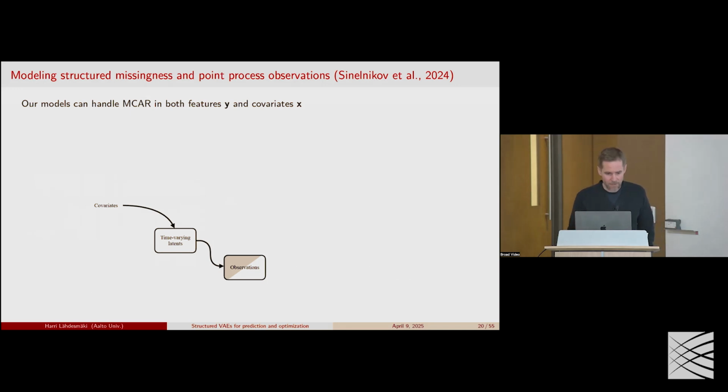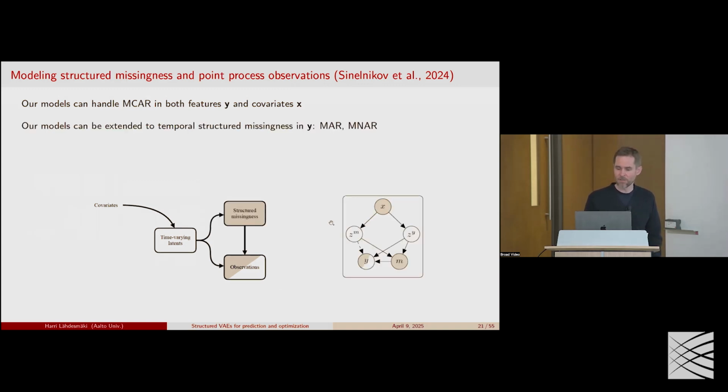Okay, so now our models can handle completely at random missingness in the features and the covariates. So we have the partially observed covariates, correlated latent variables, and then partially observed observations. We can easily extend them to handle structured missingness, which is missing at random or missing not at random. Quite a realistic assumption in medical datasets, for example.